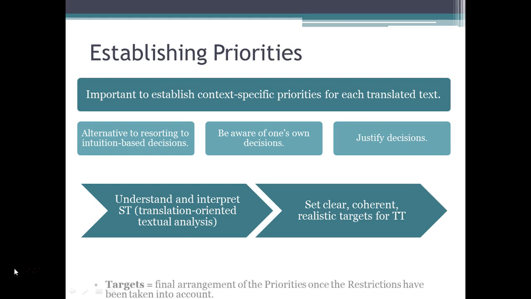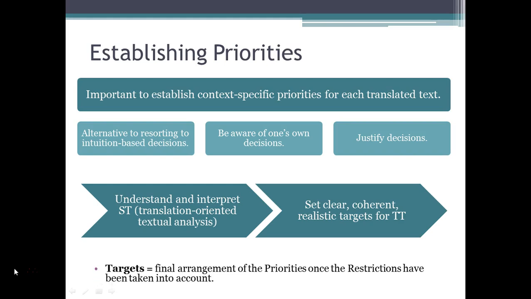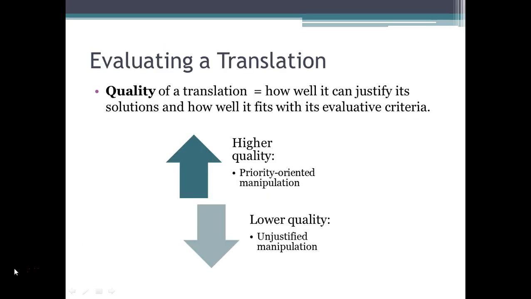What are targets? They are the final arrangement of the priorities once we have taken into account the restrictions that we have. The quality of a translation in this context is how well it can justify its solutions and how well it fits with its evaluative criteria, which we will now see. A translation of higher quality is more priority-oriented, whereas if we have a more unjustified manipulation of the text, we will have a lower quality translation.